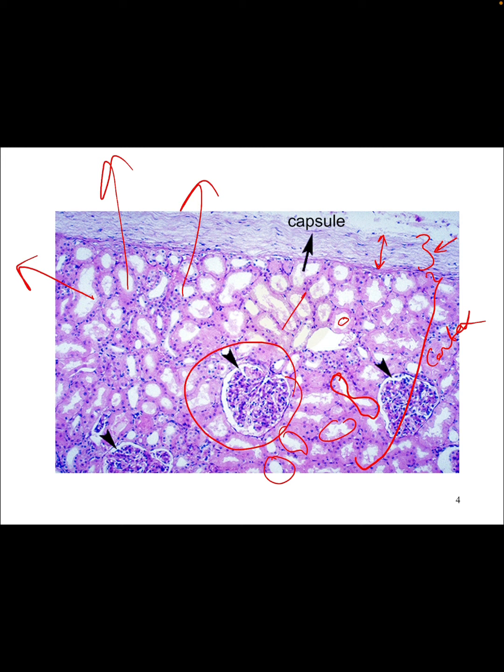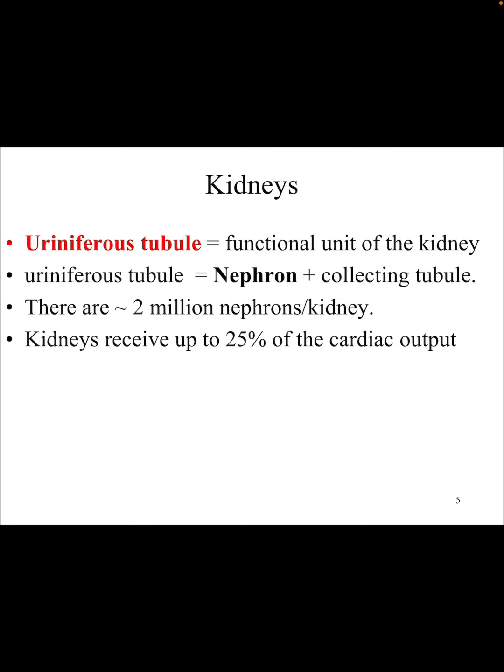This is only found in the cortex. This one is called the renal corpuscle. The functional unit of the kidney, which is the smallest unit that can perform a function, we call the uriniferous tubule. Usually this uriniferous tubule consists of two parts: the nephron and the collecting duct. They are divided into two portions because the embryonic origin of the nephron is different from the embryonic origin of the collecting tubules.